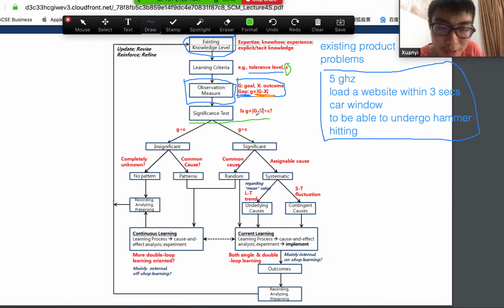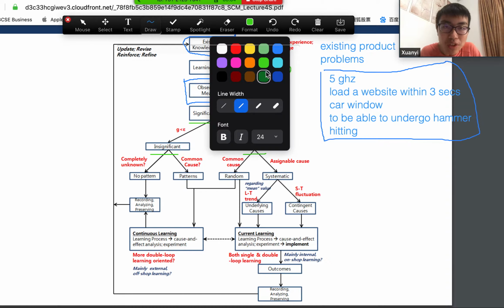So let's see if the gap is larger than our tolerance level. If the gap is larger than our tolerance level, then this problem is significant. If it's not, the problem is insignificant. This is a way to classify our significance, whether the problem is within our tolerance level or not. This is definitely really important.